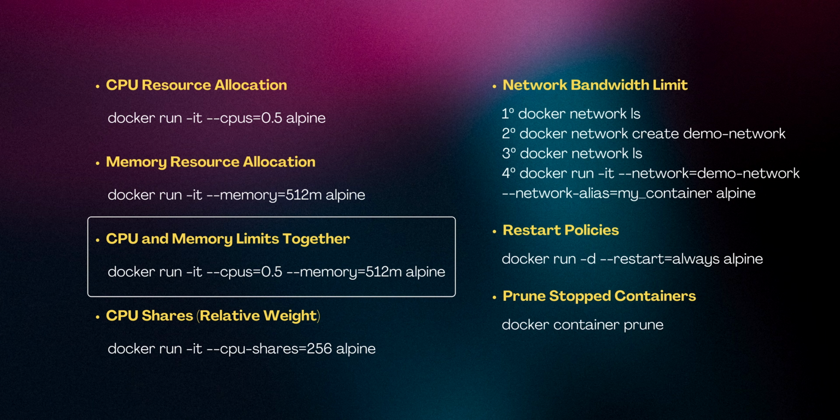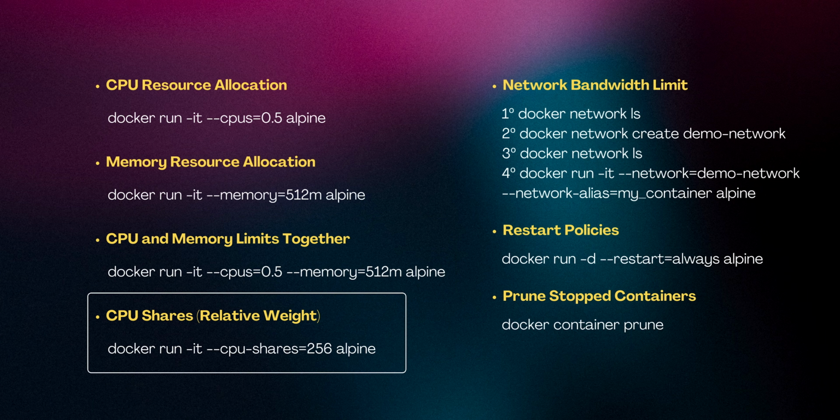The fourth one in line is about CPU shares or a relative weight. The command for this is docker run -it and then specifying CPU shares to 256 using the Alpine image. With this command, you can set the container CPU priority compared to other containers on the system, which means the higher the value, the higher the priority is going to be.